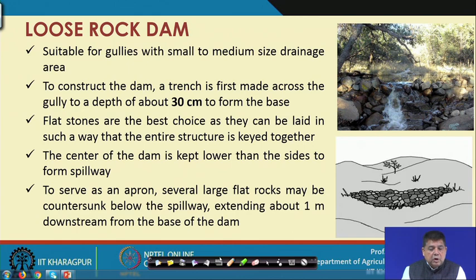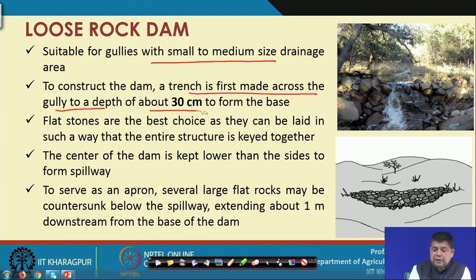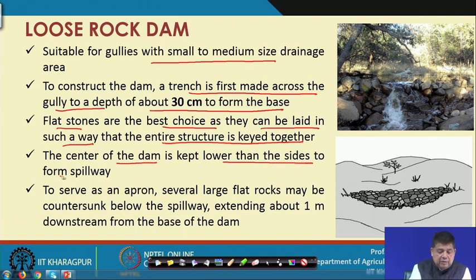Next is a loose rock dam. As the name itself suggests, in this case we use loose rocks, and these are also suitable for small to medium sized drainage area. A trench is first made across the gully to a depth of about 30 centimeter to form the base. Flat stones are the best choice, as they can be laid in such a way that the entire structure is keyed together. So, if stones are flat, then one over the other they can be laid, and the center of the dam is kept lower than the sides to form a spillway.